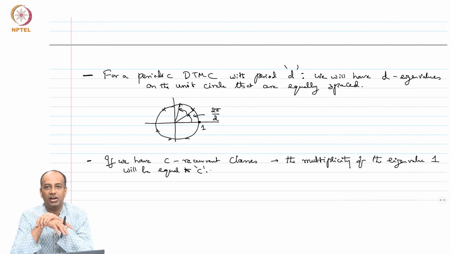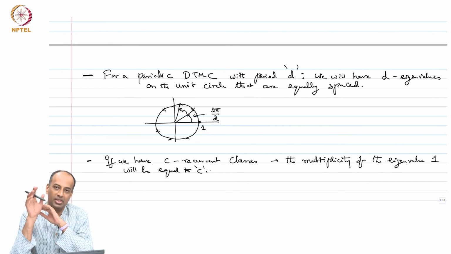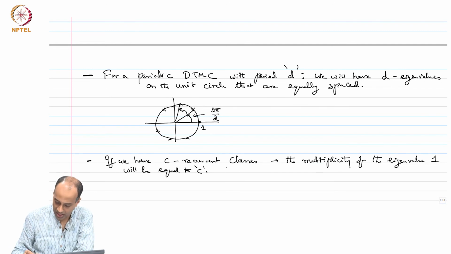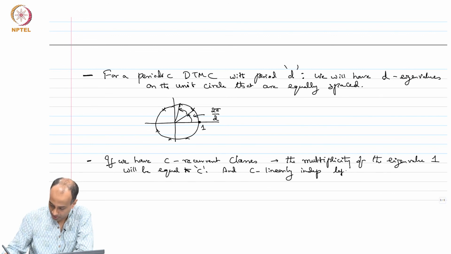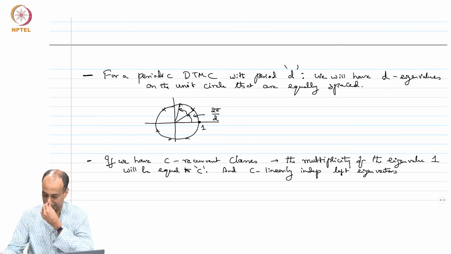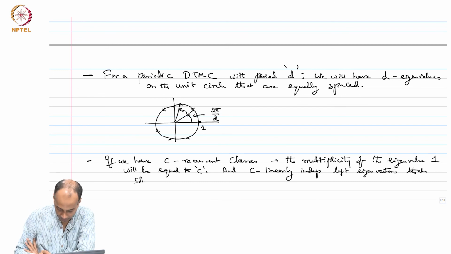In the specific case when you have C recurrent classes, then the multiplicity of the eigenvalue 1 will be C. Okay. So, there will be C repeated eigenvalues at lambda equal to 1, okay. And you will have C linearly independent left eigenvectors that solve pi P equals pi. Okay.